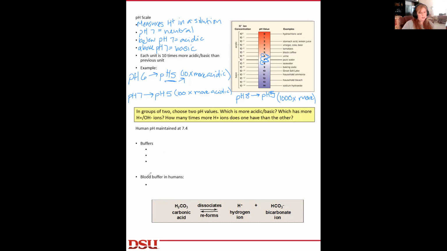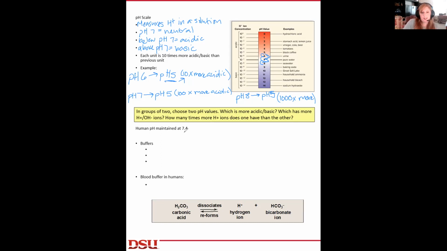All right, obviously you can't be in a group of 2 unless, as we've discussed in previous lecture, you'd like to invite your date, your roommate, or a family member over to do this with you. Which is more acidic or basic, which has more hydroxide ions? If you want to do this as practice, awesome. Just pick the 2 different pH values and do what we just did together, okay?